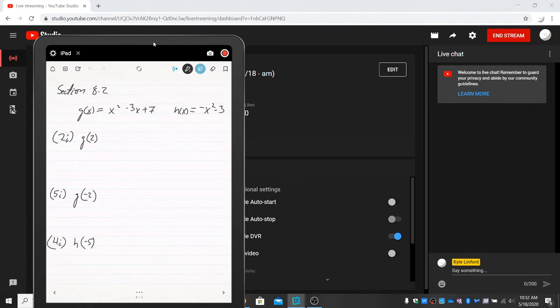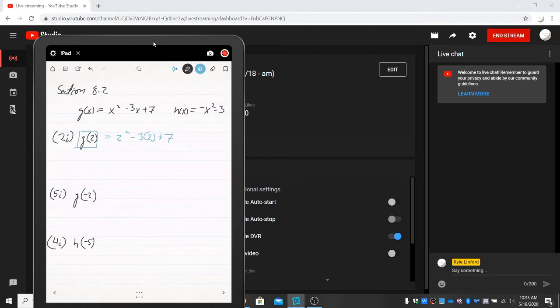So here are 2 of the functions that I've given you. On the worksheet, I give you a number of functions. Here are 2, and there are 3 examples here. What I'm asking you to do is to just evaluate these functions. In problem number 2, I'm saying, what is g of 2? That means go to the function g and plug 2 in for x. All right, easy enough. That's 2 squared minus 3 times 2 plus 7. All I've done is every time I see an x, I plug 2 in it.